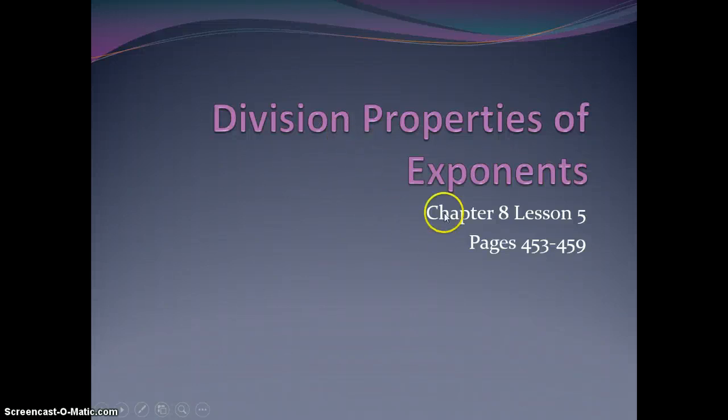Hello, today we're going to talk about division properties of exponents. This is lesson 8.5. Here are the pages. We are going to cover all 4 examples with this because it's kind of a review from all the multiplication properties we just covered in the last 3 sections. So they're going to hit all of these in this one section.